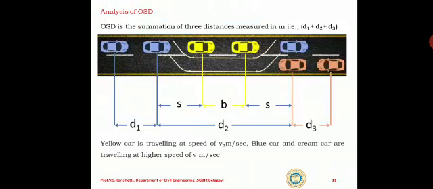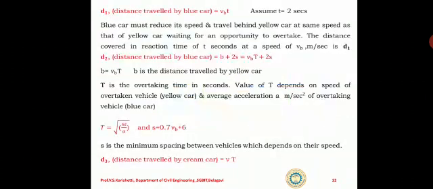Now I will go on detailing the speeds of these cars. The yellow car is traveling at a speed of VB meter per second. When I say VB meter per second, it tends to be a slow moving vehicle. Then the blue car and cream car are traveling at a higher speed of V meter per second. Now first I will calculate the distance D1. From the figure, the distance D1 is traveled by the blue car. By the definition of speed, very simple, that is VB into t.